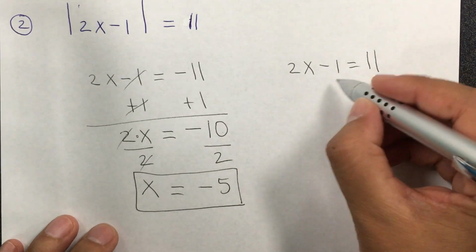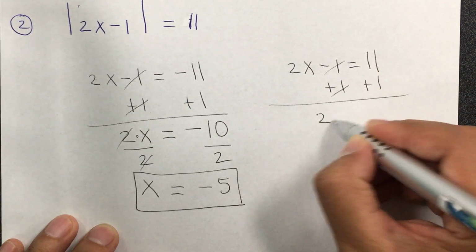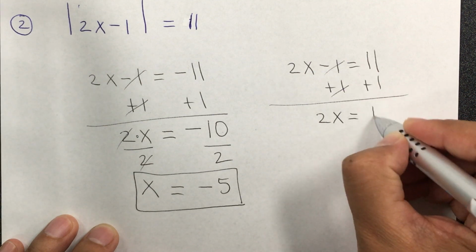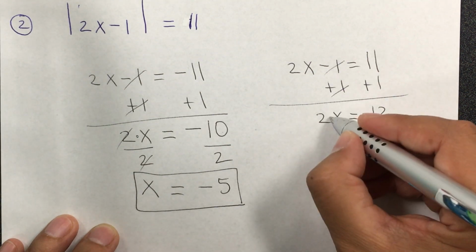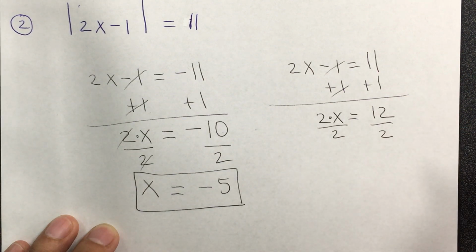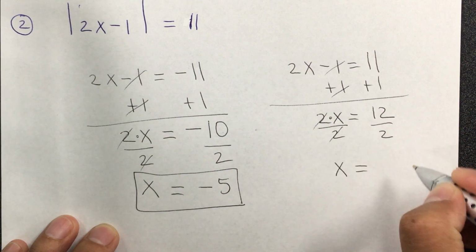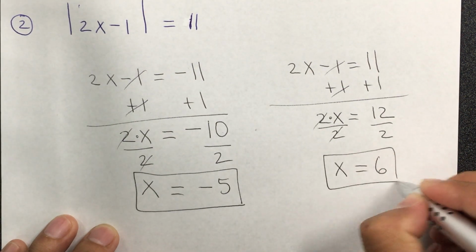Now let's do the other one. We add 1 to both sides. We get 2x equals 12. If we're multiplying, the opposite is to divide. This cancels, and x is equal to 6.